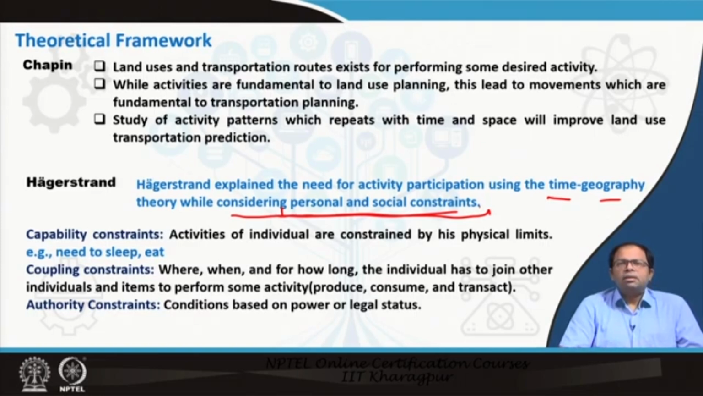Then coupling constraints, like where, when and for how long the individual has to join other individuals and items to perform some activity like produce, consume, transact. So, these are things which are done jointly or together, and where these are done, when these are done, this kind of constraint comes into play. Then there are authority constraints like conditions based on power or legal status, certain rules and all. So, these are the different constraints that were introduced by Hegerstrand, which could be considered while deciding on a person's activity participation.